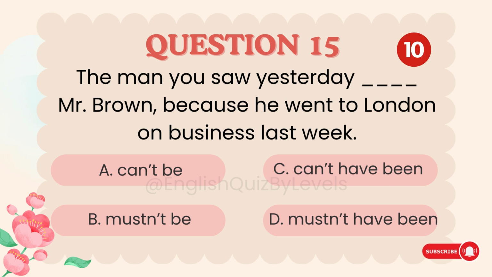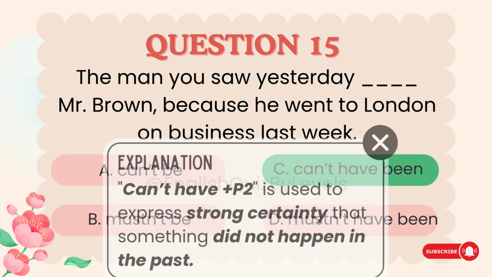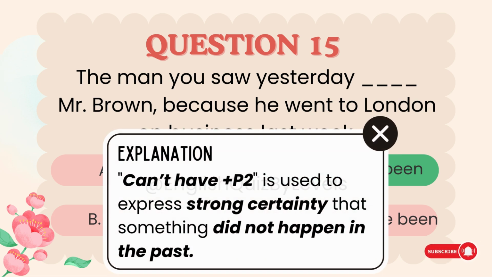Question 15. The answer is can't have been. Can't have plus past participle is used to express strong certainty that something did not happen in the past.